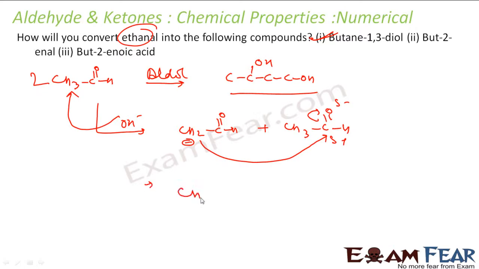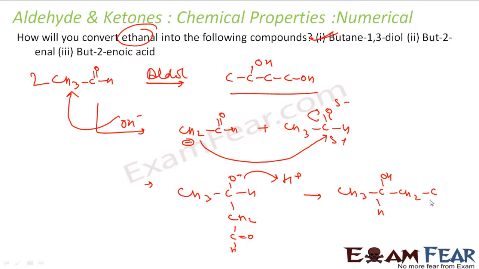So with this, what you get is CH3CHO, and here you get CH2CHO, and this O minus will get hydrogen from somewhere. So what it will get is what we are looking for: CH3CH(OH)CH2CHO. This is what we'll get, but we are looking for a 1,3-diol. This is an aldehyde, right?